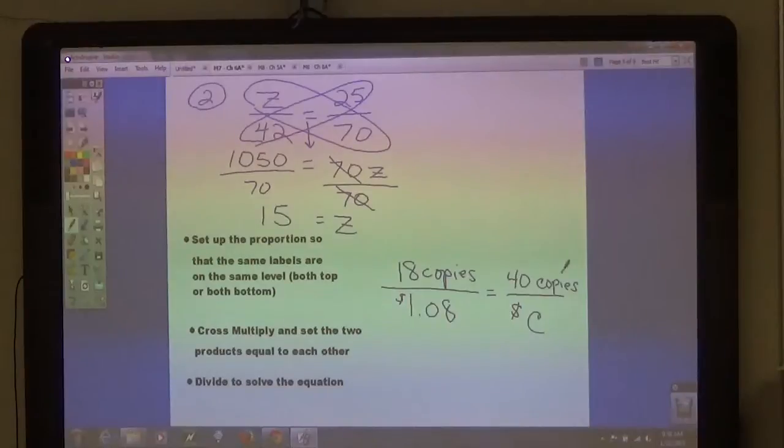Just remember, class, when you're setting up the proportion, put the same labels on the same level. Okay? Really confusing.